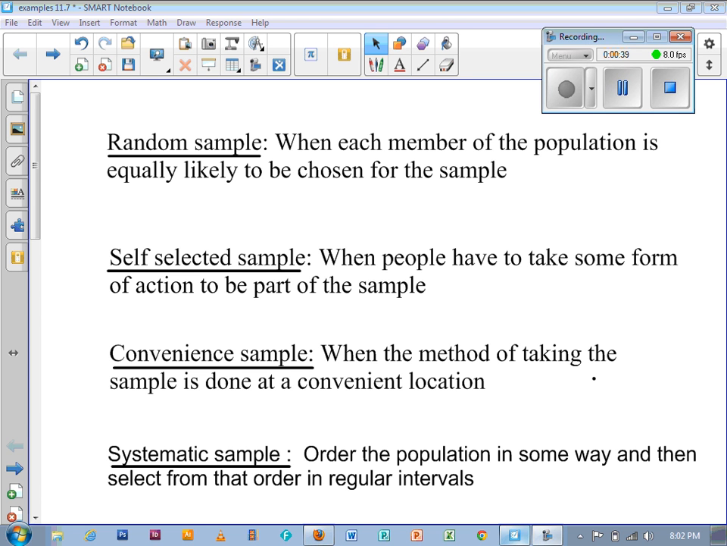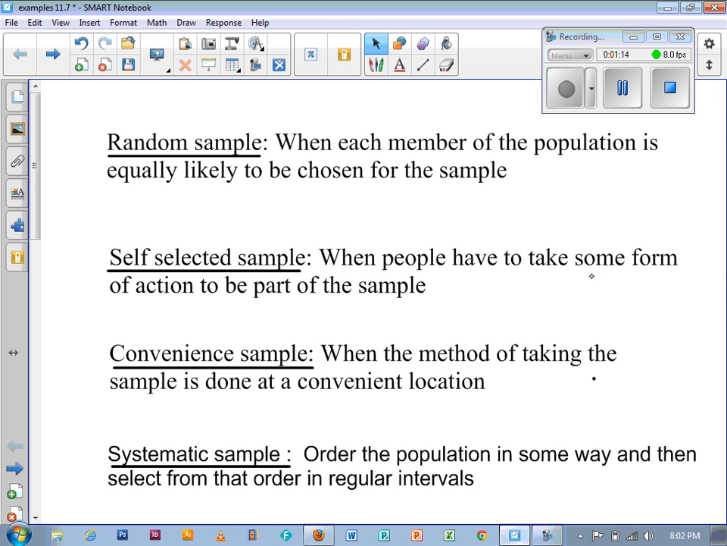The first way is called a random sample. When each member of the population is equally likely to be chosen for your sample. So an example of this would be randomly selecting someone from Forest Lake to perform in your sample, and then as a result studying that data. Self-selected sample is when people have to take some form of action to be a part of the sample. In other words, you put something maybe in the paper and say, call in and let us know how you feel about this. That would be a self-selected sample.